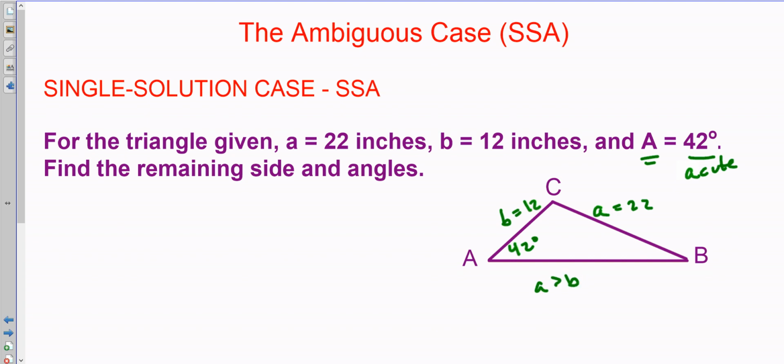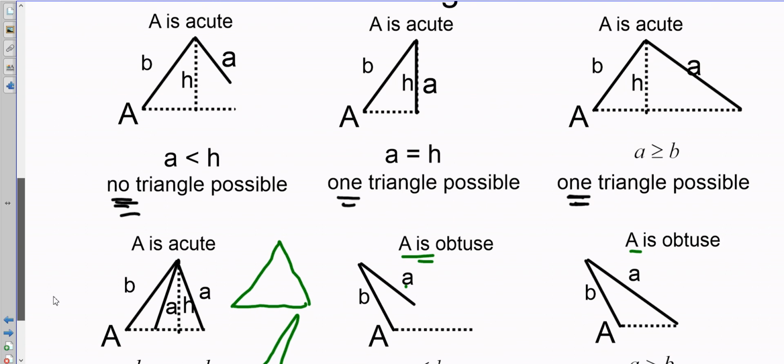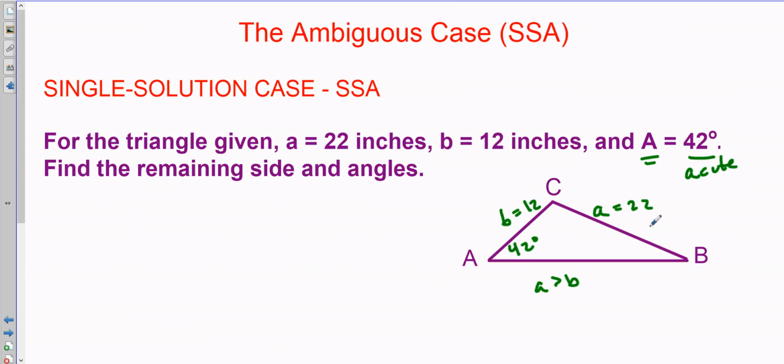If you go back and look at our past notes, if A is greater than B, there is only going to be one triangle possible, as long as A is greater than H. That generally will be the case, because the only time it's not a triangle is if the angle is acute and A is less than H. Generally, it's going to be less than B as well. So in any case, here we go.